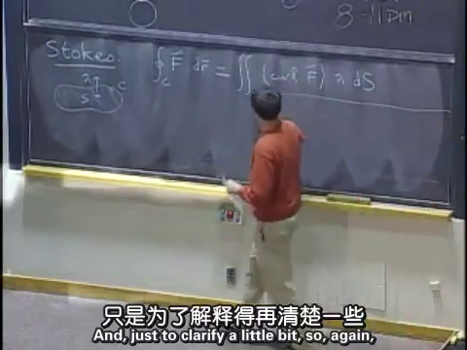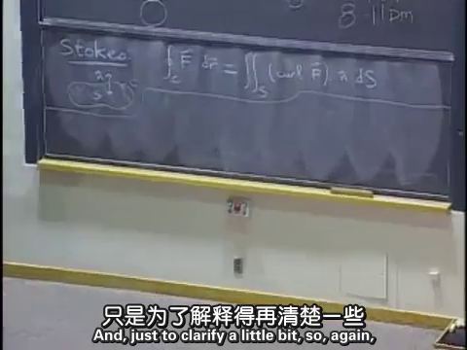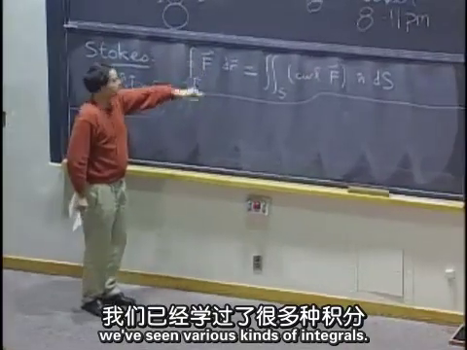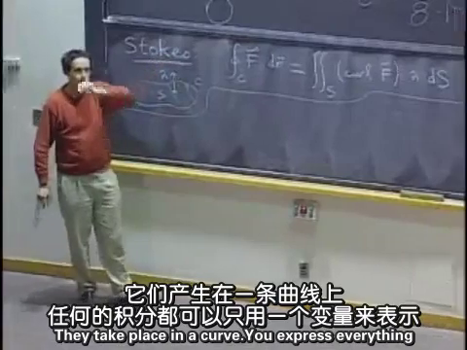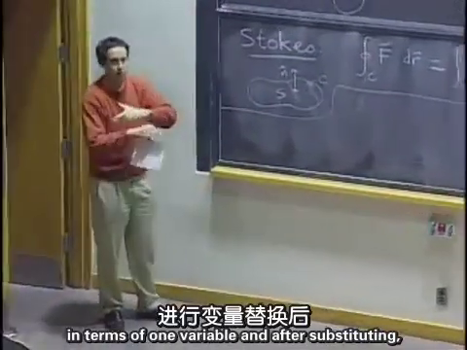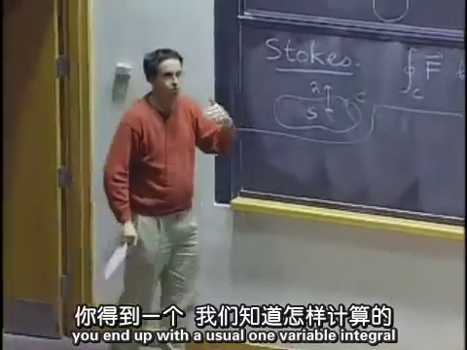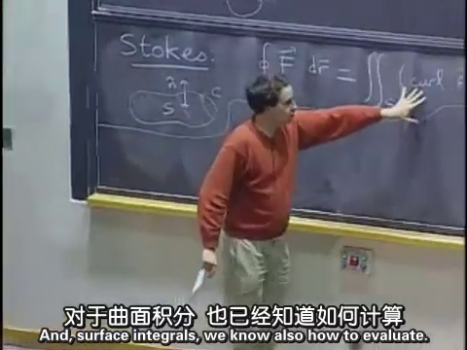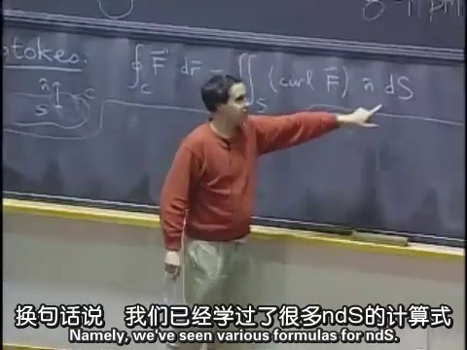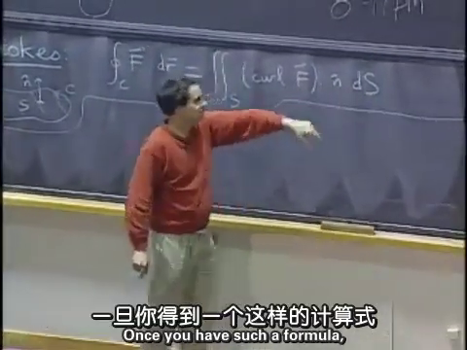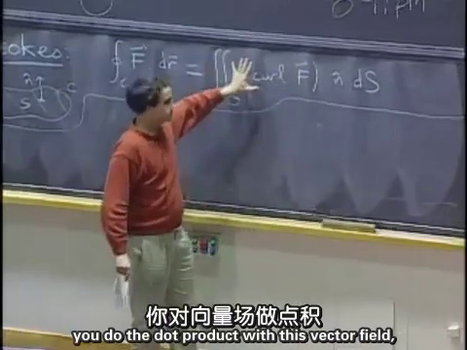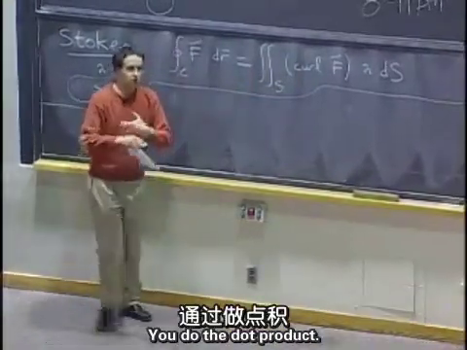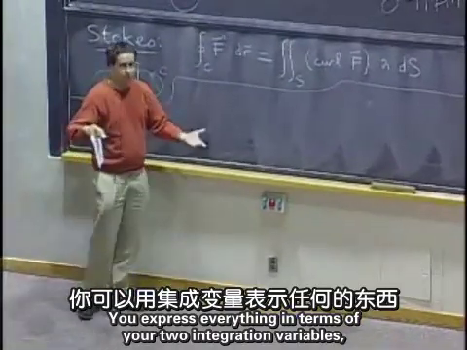And just to clarify a little bit, we've seen various kinds of integrals. Line integrals, we know how to evaluate. They take place on a curve. You express everything in terms of one variable, and after substituting, you end up with a usual one variable integral that you know how to evaluate. And surface integrals, we know also how to evaluate. Namely, we've seen various formulas for N dS. Once you have such a formula, you do the dot product with this vector field, which is not the same as that one, but it's a new vector field that you can build out of F. You do the dot product, you express everything in terms of your two integration variables, and then you evaluate.